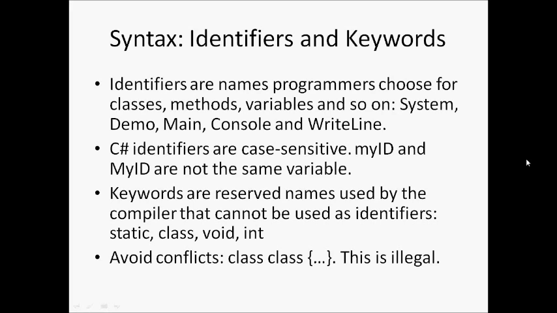Identifiers are names programmers choose for their classes, methods, variables, and so on, such as System, Demo, Main, Console, and WriteLine. C# identifiers are case sensitive. myID and MyID with a capital M are not the same variable.